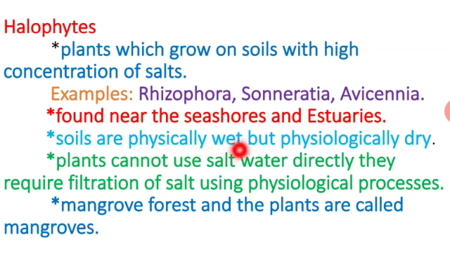They are physically wet plants, but physiologically dry plants. The plant cannot utilize the salt water directly, so it has to filter out the salt and use the water for physiological processes, especially respiration as well as photosynthesis. For example, you can find them near mangrove forests. Such plants are named as mangroves.